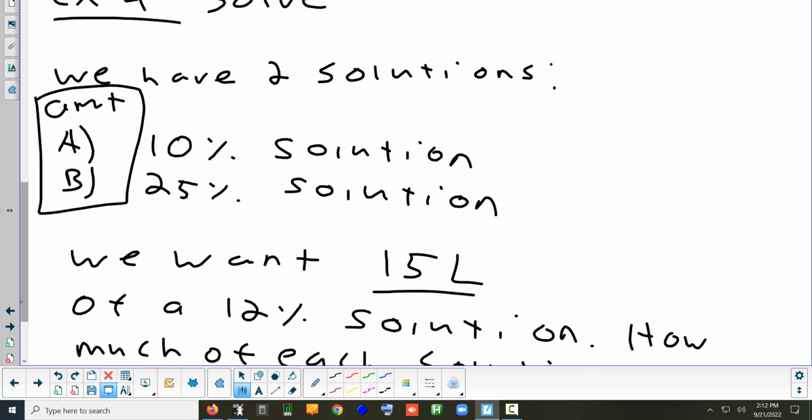I'm losing people. You're thinking too much. A is the amount of the 10% solution. You're going to use A liters. B is the amount of the 25% solution.